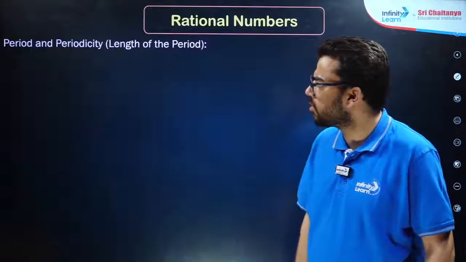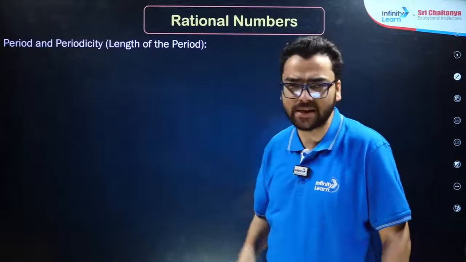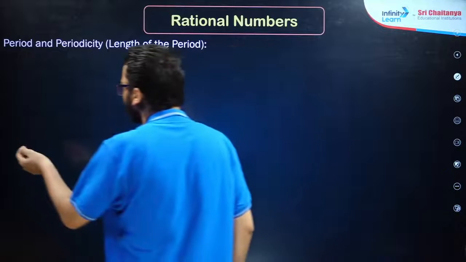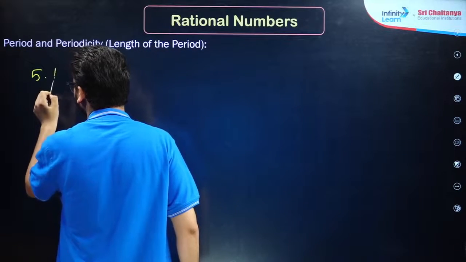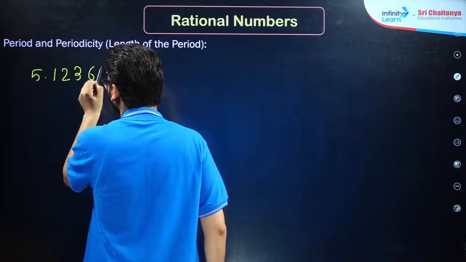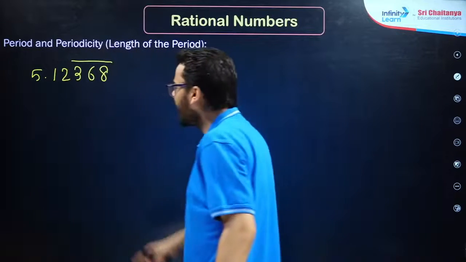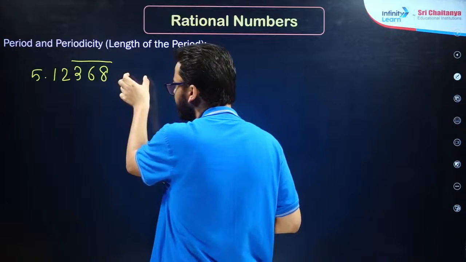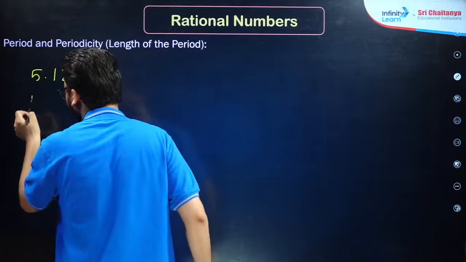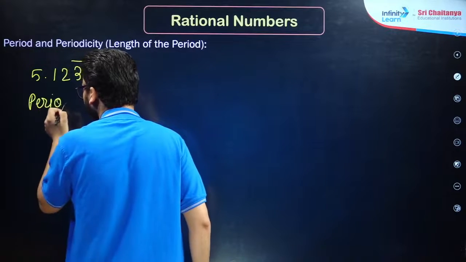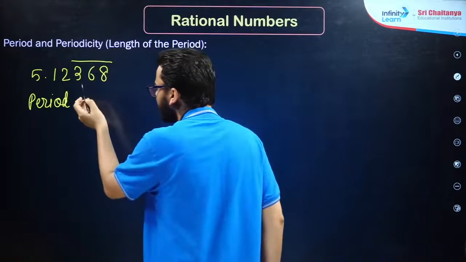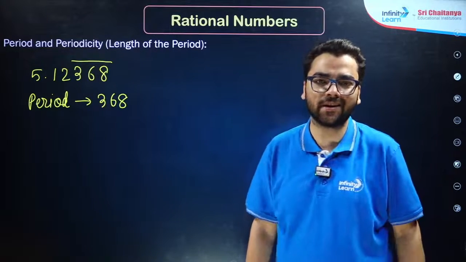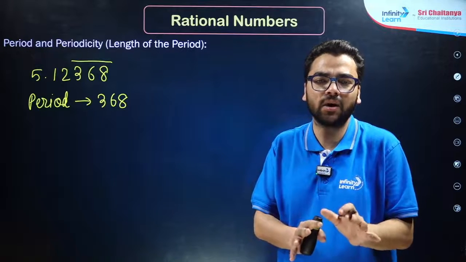Now there is one more thing called period and periodicity. For example, I've got a rational number like this. Suppose something like this, okay? And we put a bar over it. It means 368 is repeating. So over here, if somebody asks what is the period, what will be the period? So period is the number which is repeating. You got that? 368 is the period. The number which is repeating, that is called the period.